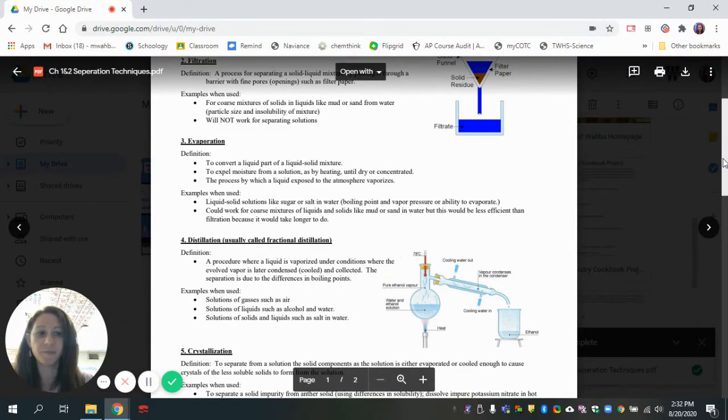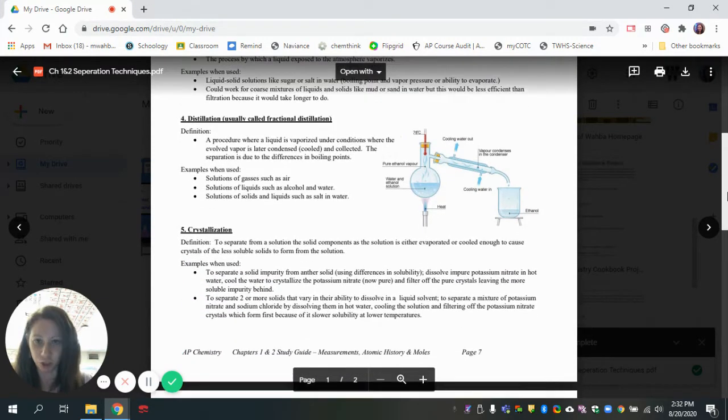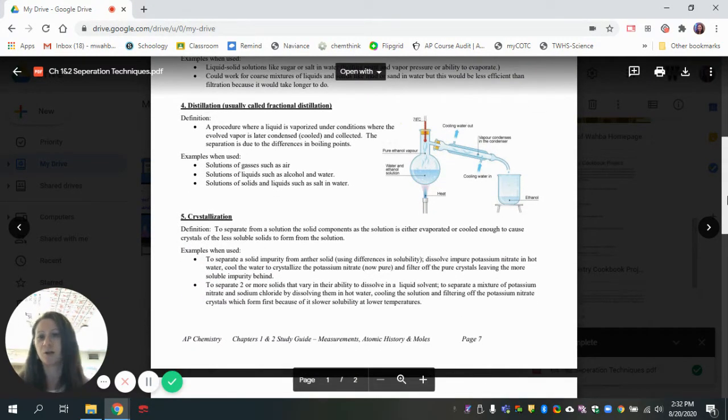The next method of separation is distillation. And sometimes it's called fractional distillation because you get little fractions. We didn't really do any distillations last year, but we did do a demo.